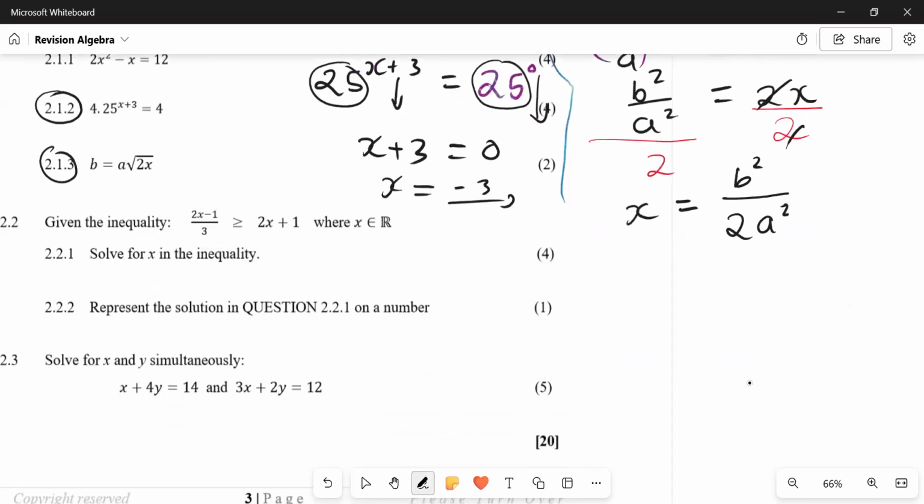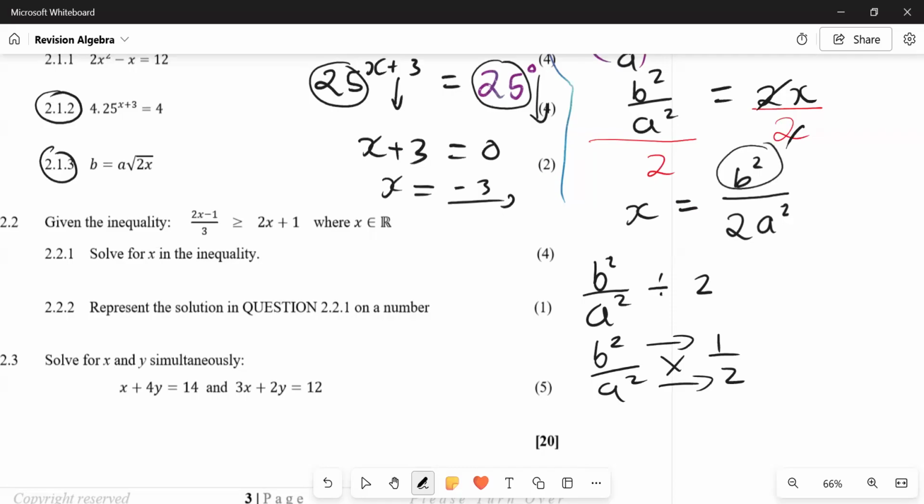But some of the learners will say, but now how did we get to b squared over 2a squared? So it's simple. You have your b squared there over a squared now divided by 2. And then now we have b squared over a squared multiplied by 1 over 2. And then you multiply these two. b squared times 1, that's b squared. And then a squared times 2, that's 2a squared.